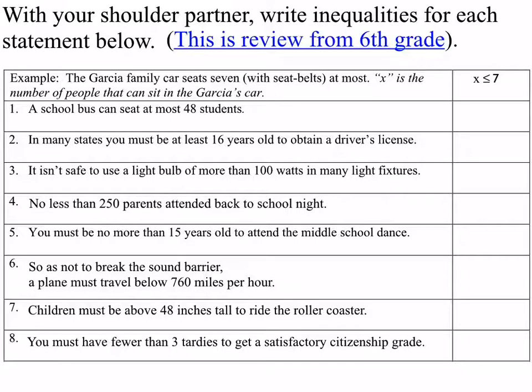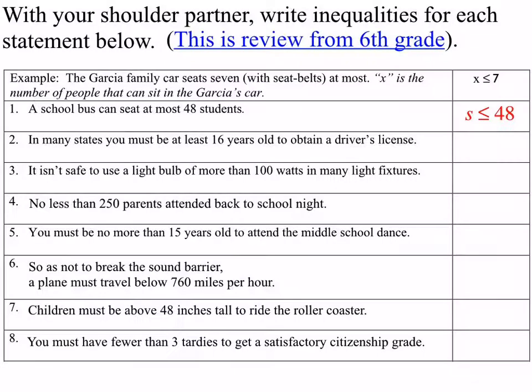So number 1, a school bus can seat at most 48 students. That could be interpreted as, and I'm using the variable s in this one, because we're talking about school bus seats, s is less than or equal to 48. You can use any variable that you want to. One thing I want to make clear is that this also means the same thing: 48 is greater than or equal to s. Those represent the same idea. Okay? Same idea. So if you had things backwards like that, I just wanted to bring that up.